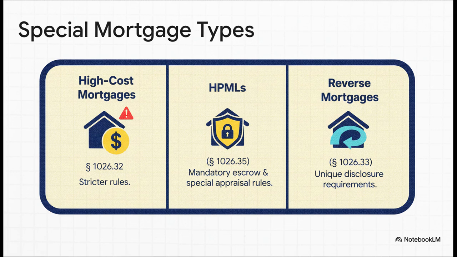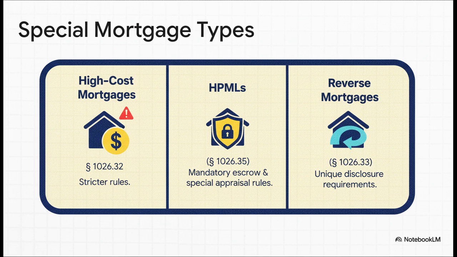Subpart E also creates special categories for loans that are, well, a little bit riskier. You can think of high-cost mortgages as the big red alert category. These are loans with rates or fees way above the market average. They face some serious restrictions, and some features are just flat-out banned.